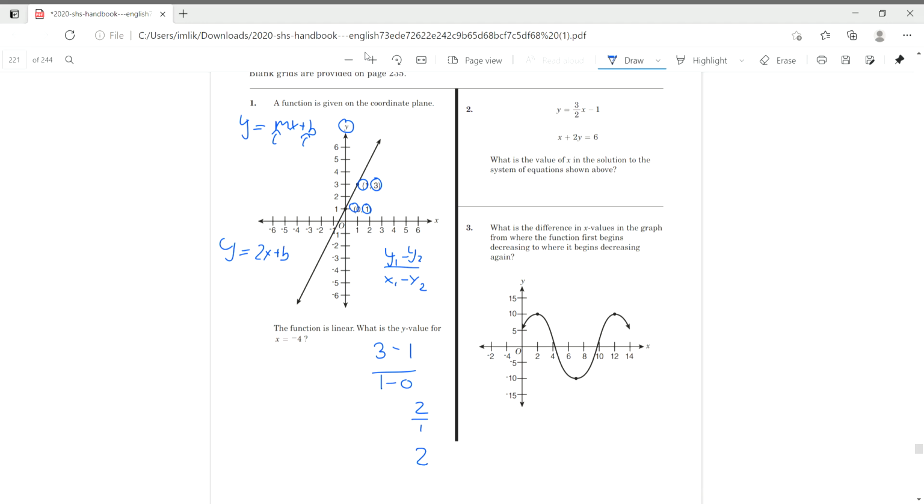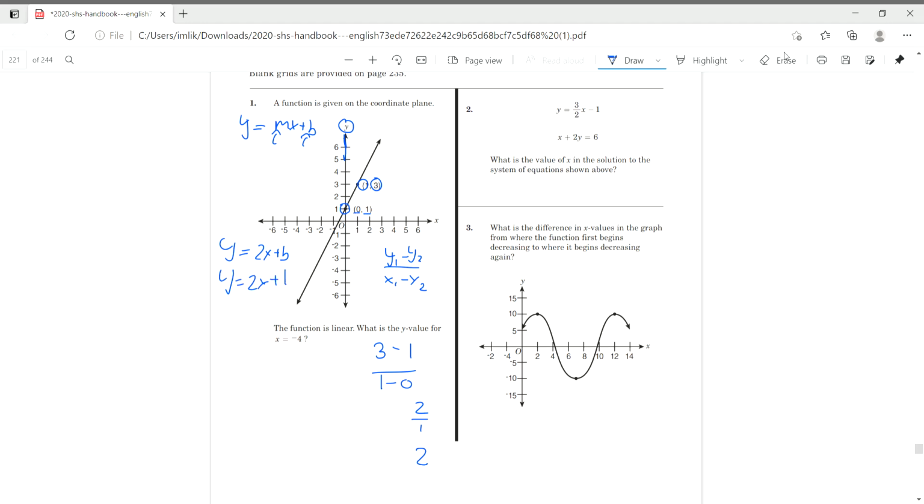Well, look, this line passes through the y-axis, and this point is exactly where it intercepts that. And if you look at that point, our x is 0, but our y is 1, which means our y-intercept is 1. So now we can write the formula y equals 2x plus 1.